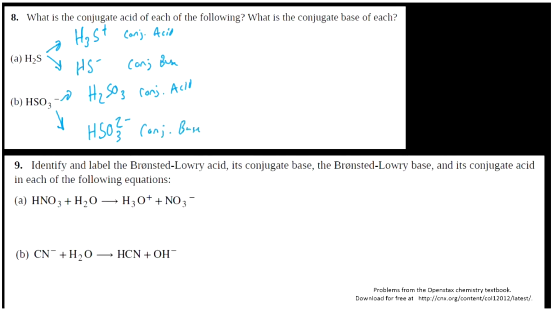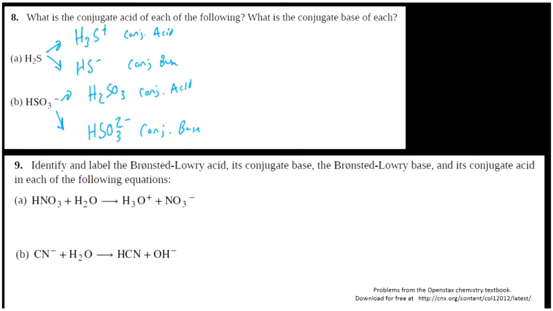Okay, last little problem here before we wrap up this lesson. Identify and label the Bronsted-Lowry acid, its conjugate base, the Bronsted-Lowry base, and its conjugate acid in the following equations. All right, so what we want to think about is what of these is gaining a hydrogen and what's donating. Here we see that we have HNO3, and then on this side, NO3 minus. So what's that NO3 done? It's lost a hydrogen ion.